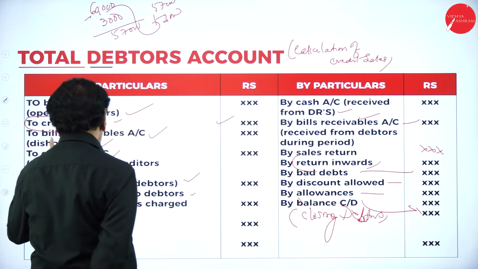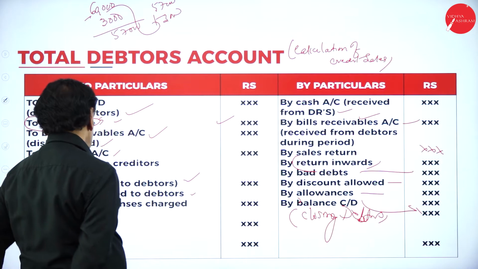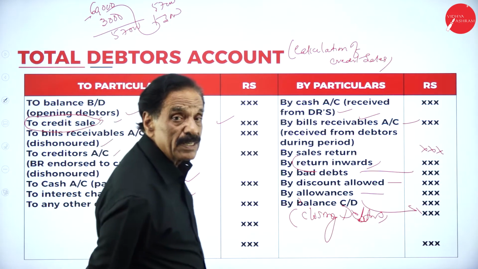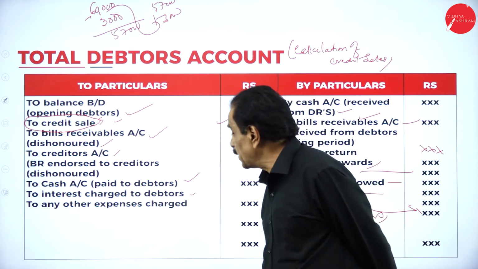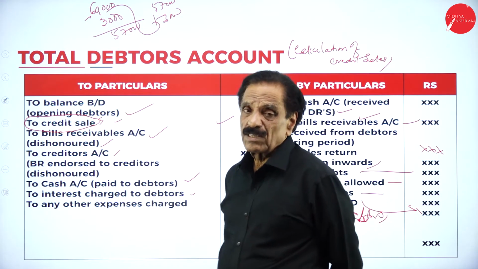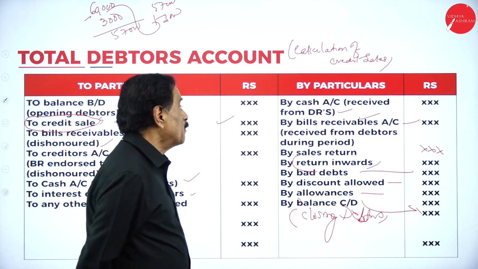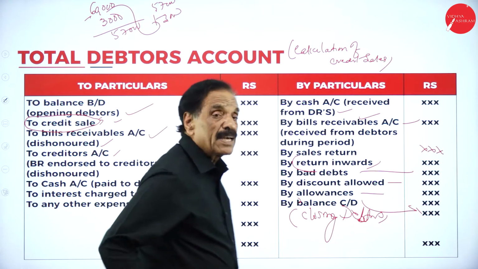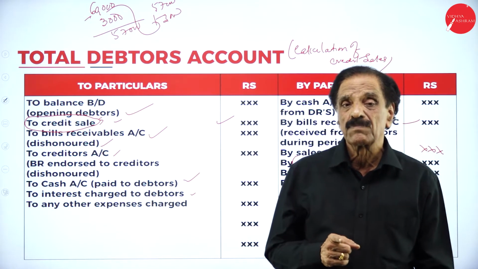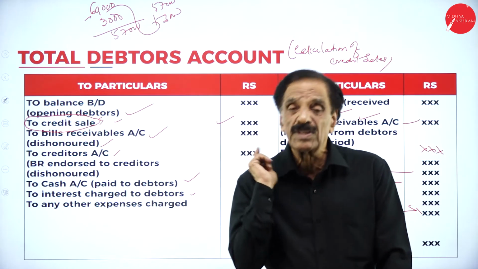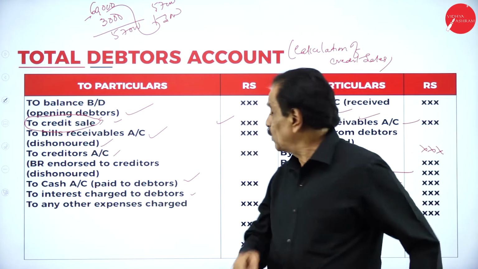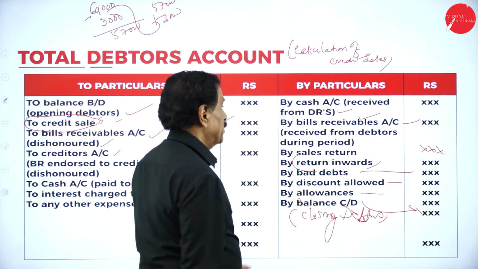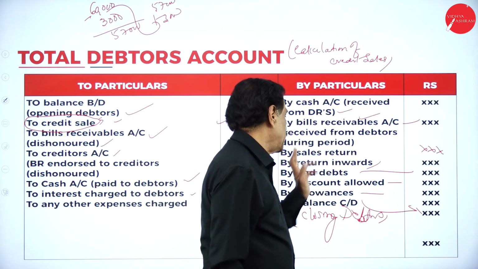To creditor, BR endorsed to creditor dishonored. You must be careful. Then to cash paid to debtor, interest charge. So your debtor account is raised. Come back to credit side. By cash received from debtor. By BR issued during the year. By bad debts, by sales return, by allowances. Then by BR received from debtor.